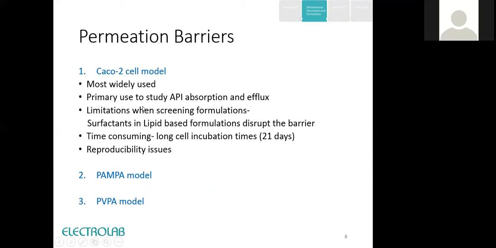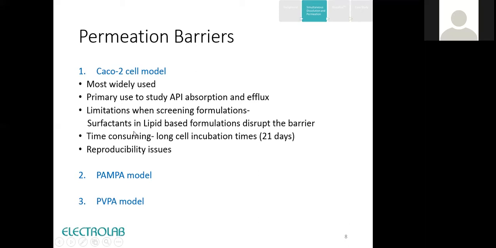This is primarily used to study API absorption and efflux from the basolateral to the luminal side. But when we are using the Caco-2 cell model, there are certain limitations which have to be taken into consideration.